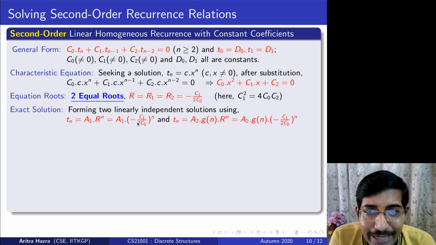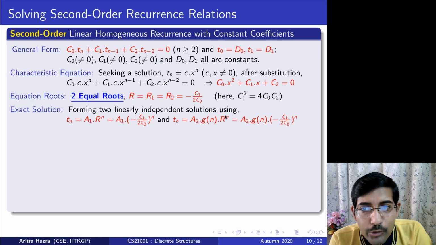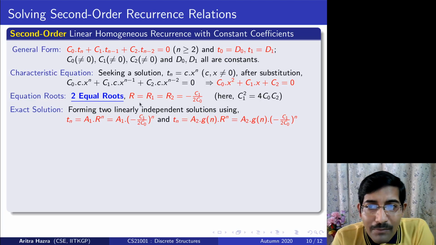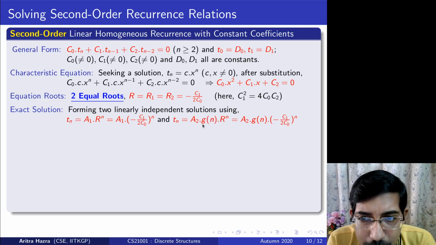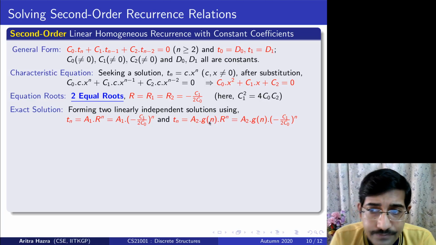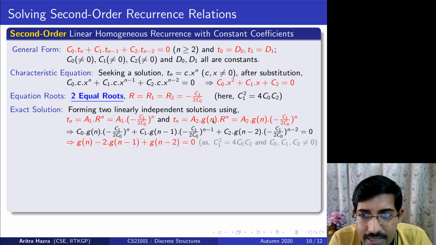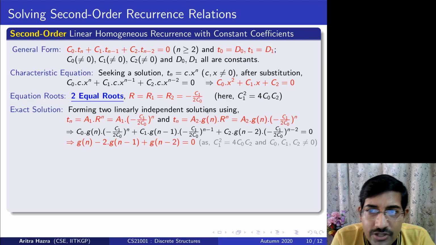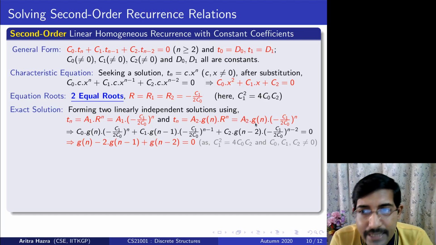To make an independent solution from it, you have to take this as a1 r to the power n, but you cannot take directly a2 r to the power n again, because then a1 plus a2 into r to the power n, these two are linearly dependent. To make it independent, I just introduce a function of n, Gn, into r to the power n, which is not a constant. How does it help? Let us see. First I try to put this solution in my original equation and see what Gn can contain.